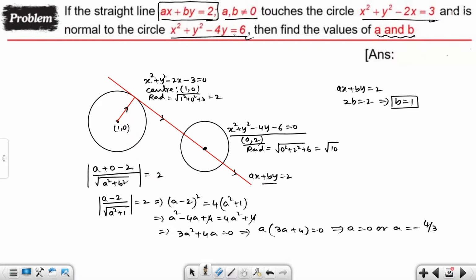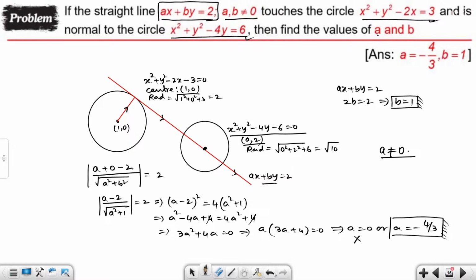But in the given condition, they have already said that a is not equal to 0. Therefore, we are rejecting this value. Thus, the value of a is minus 4 over 3 and the value of b is 1. Is it clear to all? So, the value of a is minus 4 over 3 and b is 1.